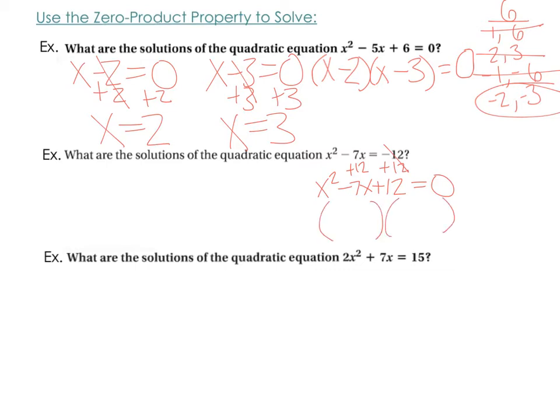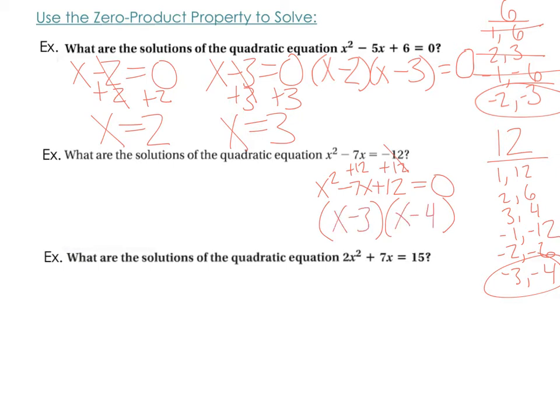And I'm looking for the two factors of 12 that will add to give me negative 7. So my factors of 12 are 1 and 12, 2 and 6, 3 and 4, negative 1 and negative 12, negative 2 and negative 6, negative 3 and negative 4. And the two numbers that add up to be negative 7 then are the negative 3 and the negative 4. So this is going to be x minus 3, x minus 4 equals 0.